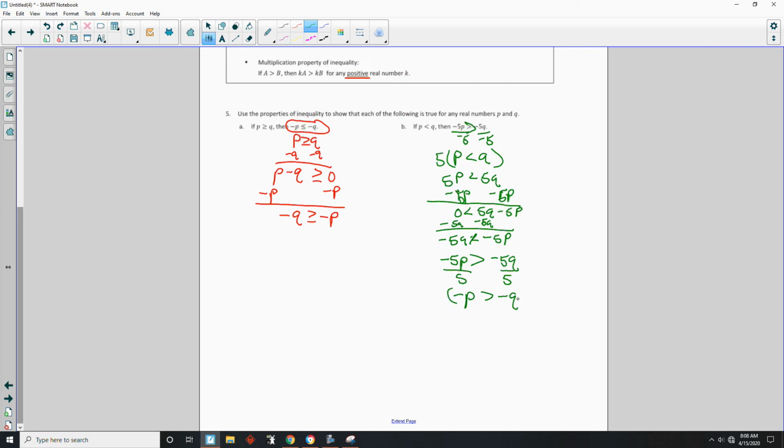But then if I multiply by -1, then I would get p is less than q. And that's what we have here.